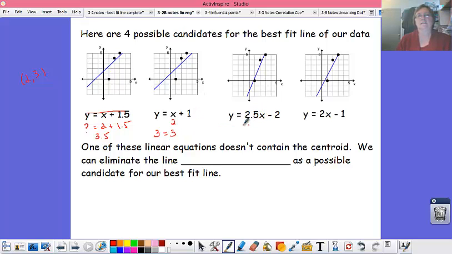This one, when we put an x of 2 in, 2.5 times 2 is 5, and 5 minus 2 is 3. So this one is still good. This one, if we put 2 in, 2 times 2 is 4, and 4 minus 1 is indeed the 3 that we need. So all 3 of these linear equations contain the point (2, 3). They're all still good candidates. This is the only one that doesn't, so we can eliminate y equals x plus 1.5. That one is not a candidate for best fit.